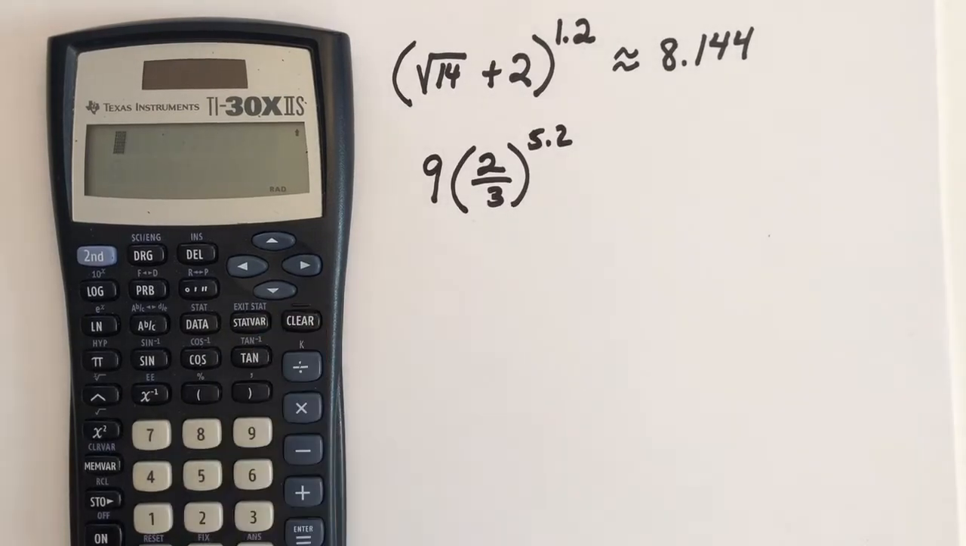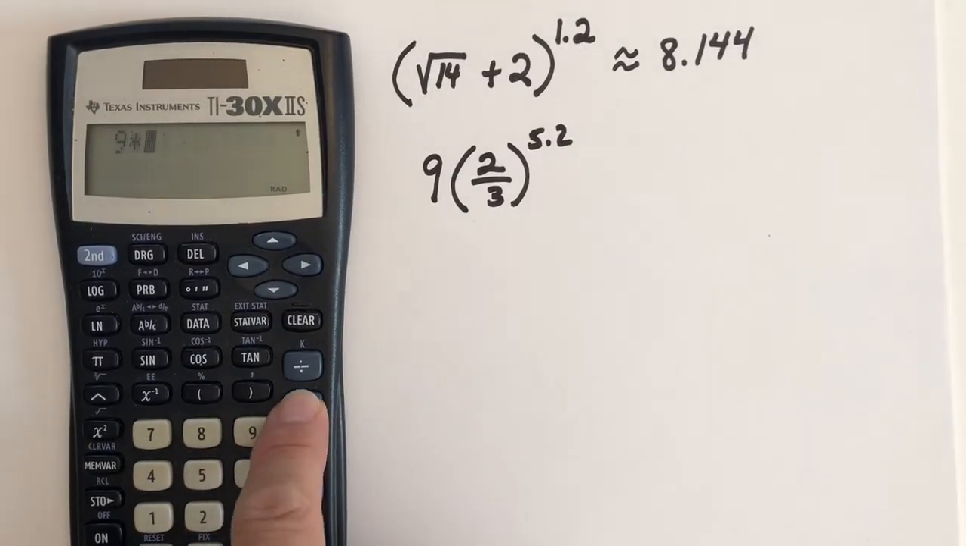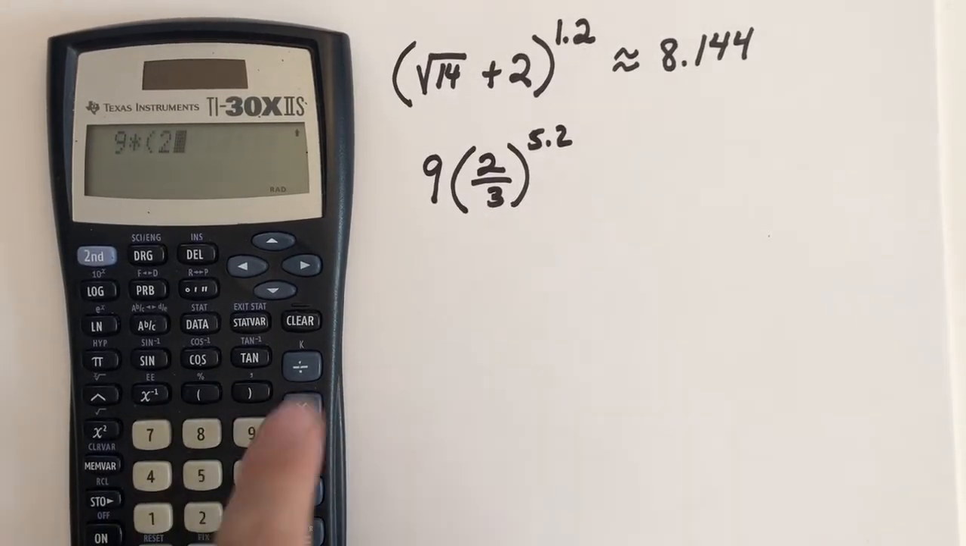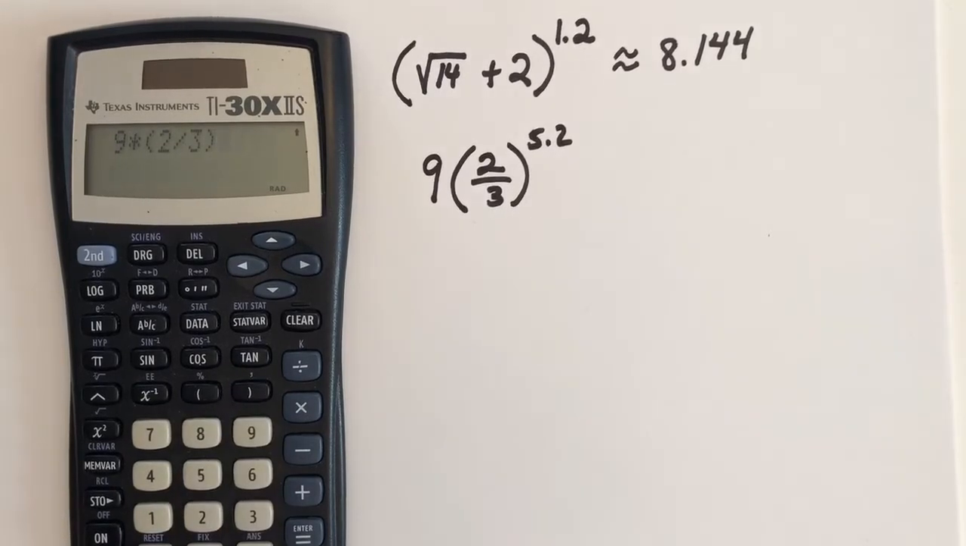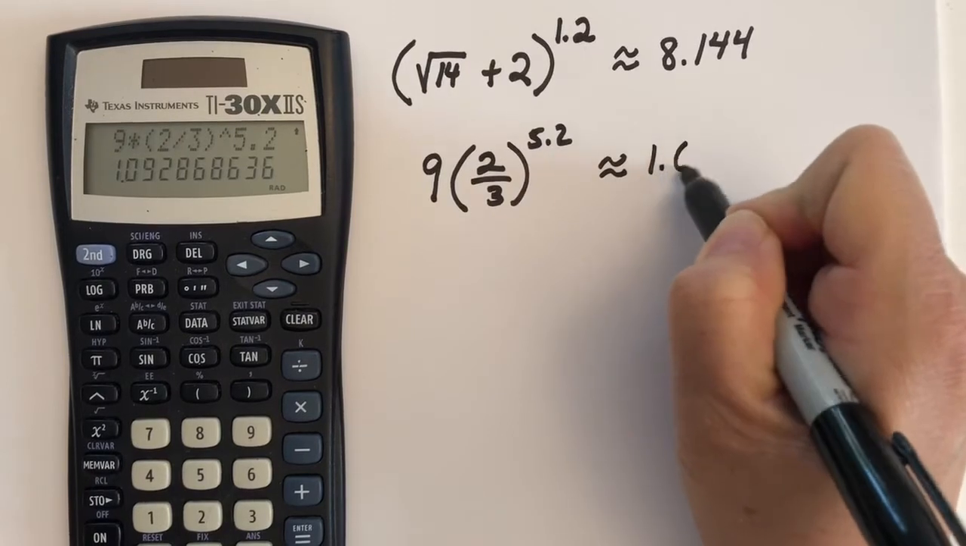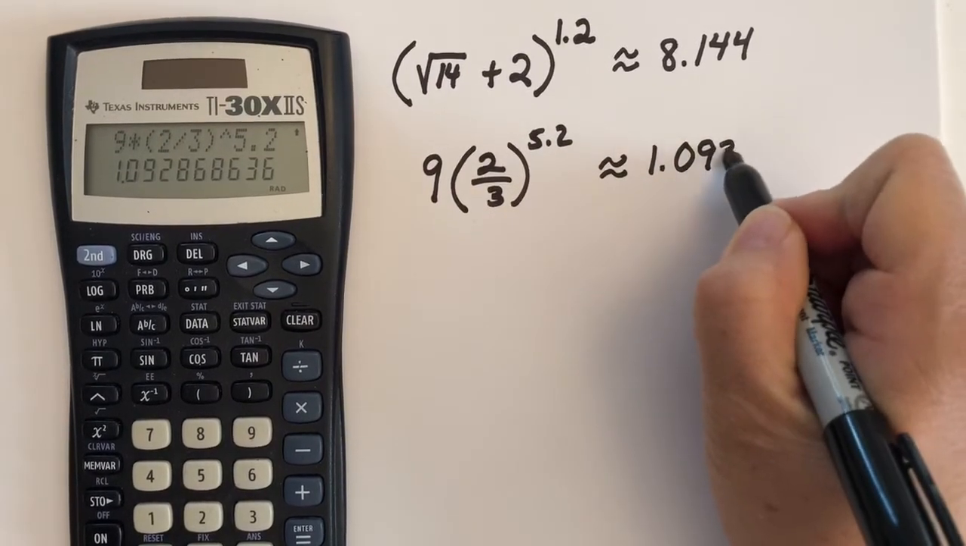Let me press clear. So I'm going to say 9 times, and then I have a calculation there. I'm going to open my parentheses. 2 divided by 3, there's the base, raised to the 5.2 power. And I get approximately 1.09. It's going to be a 2/8, so I'm going to round it to a 3.